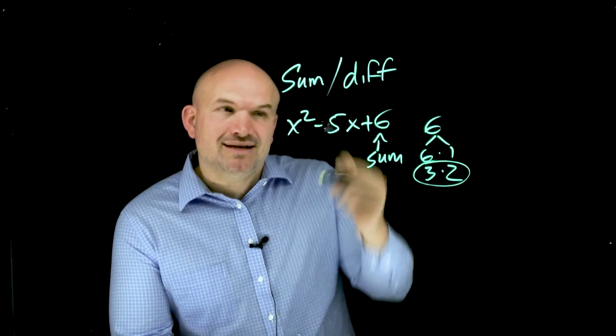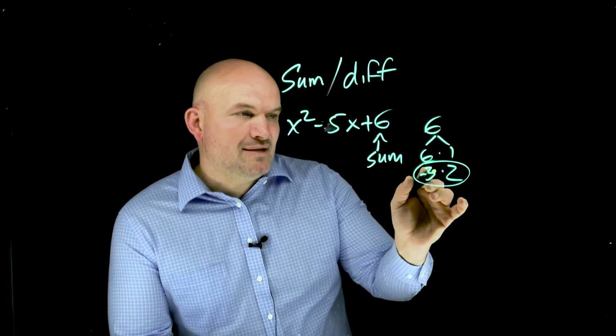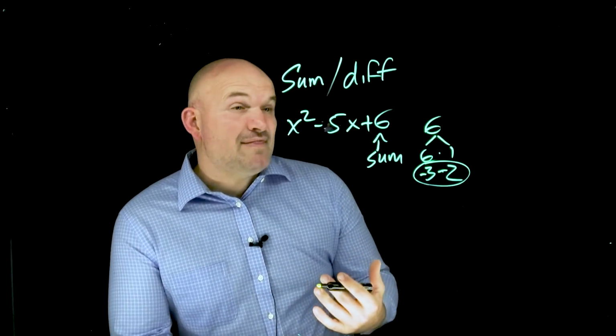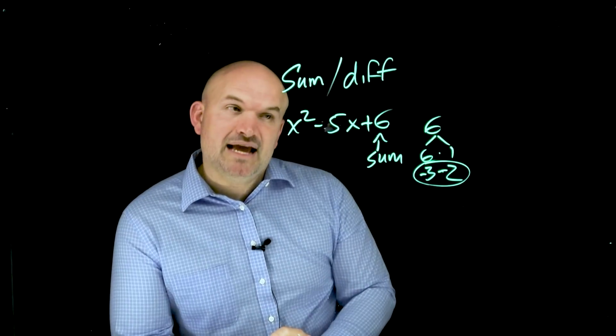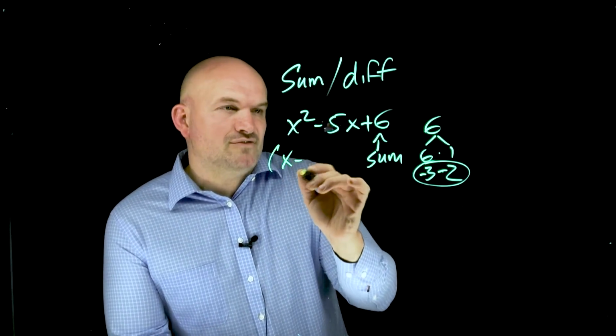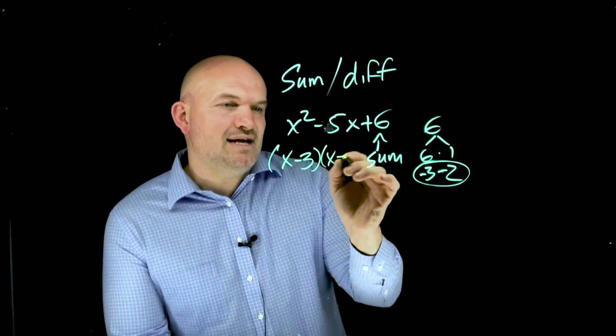But yes, you are correct. Since that's a negative, I need to make both of these negative. Now again, that works because the last two terms, negative 3 times negative 2, is going to give me a positive 6. So therefore, the factored form is x minus 3 times x minus 2.